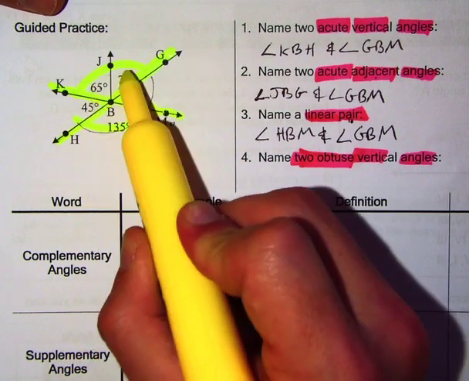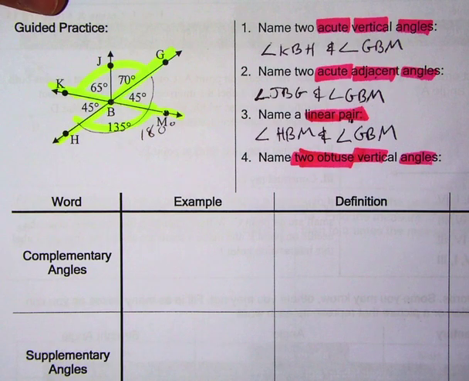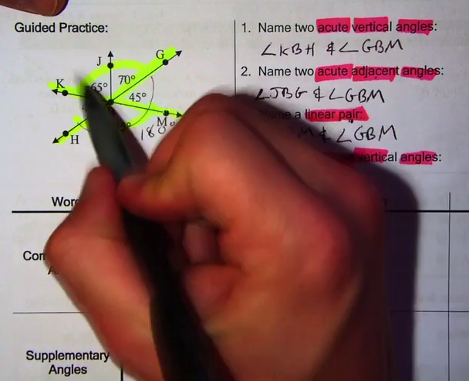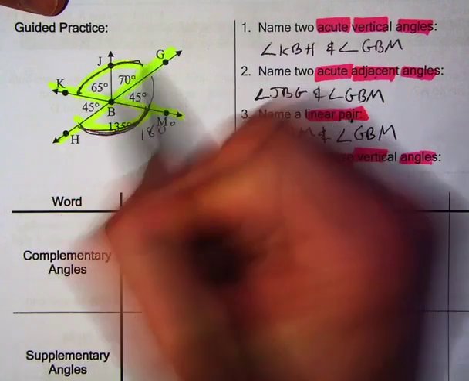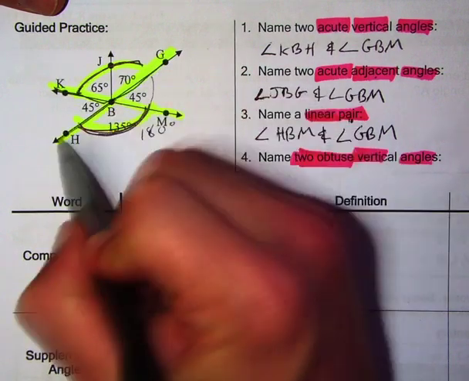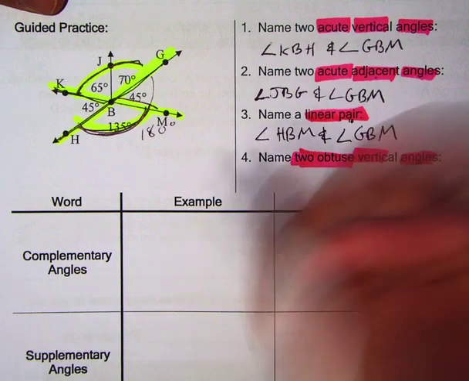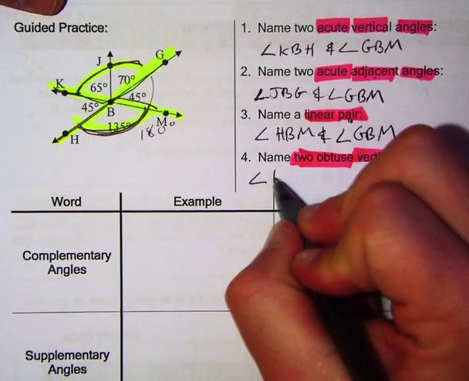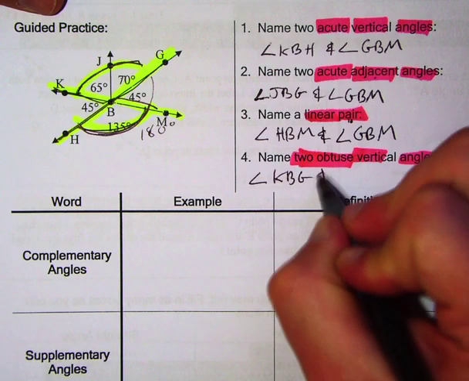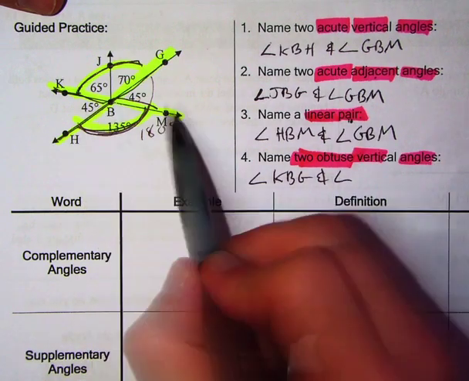KBG, is 65 and 70 together, which makes 135. So this angle here and this angle here, they are vertical angles. So I'm going to say angle KBG and angle HBM.